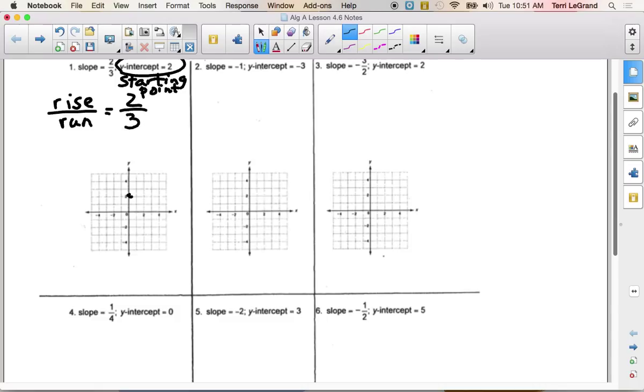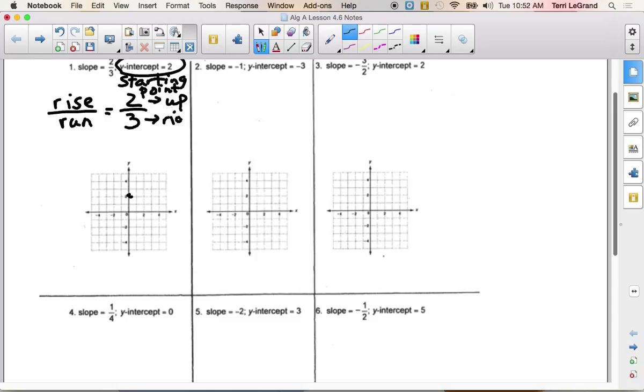When we are talking about rising 2, we have 2 options. We can either go up 2 or down 2. It doesn't matter, it's still the same line. But we need to make sure we end up with a positive slope, right? Because 2/3 is positive, so we have to make sure it goes in the positive direction. So when we talk about a positive 2 over a positive 3, we are talking about going 2 up and 3 to the right.